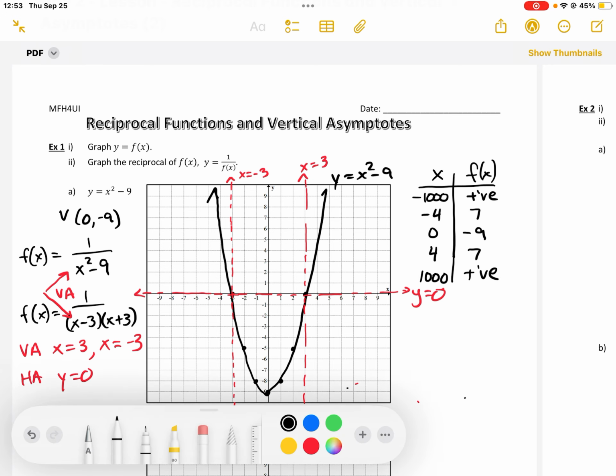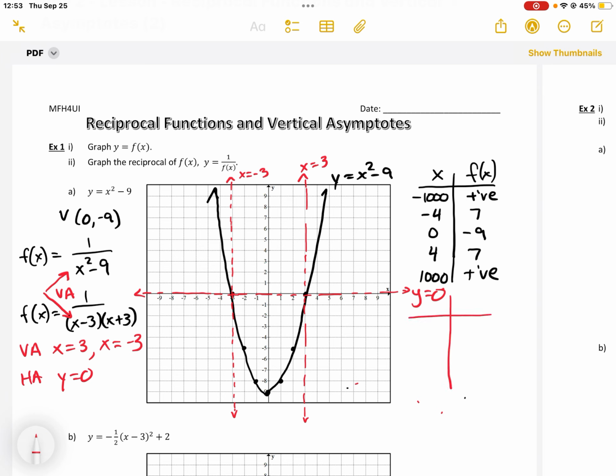So when I do my table of values for my reciprocal graph, my x's are going to be the same. Got minus 1,000, minus 4, 0, 4, and positive 1,000. And I'm going to do 1 over my big positive value, which means that this value is small. Then I've got 1 over 7, minus 1 over 9, positive 1 over 7, and then I've got 1 over a positive number, which is small, because I know that that number from before is really big. So all this is telling me is where those pieces of my reciprocal function go.